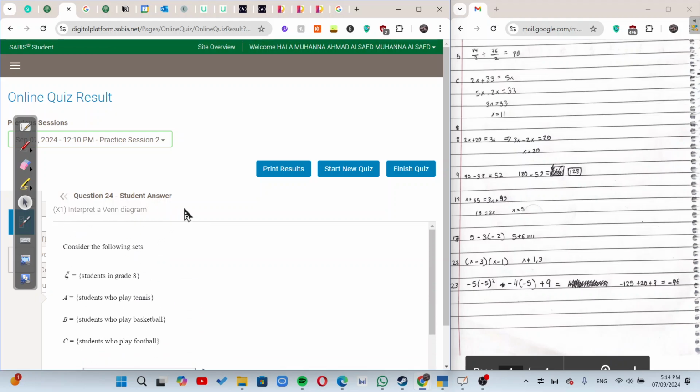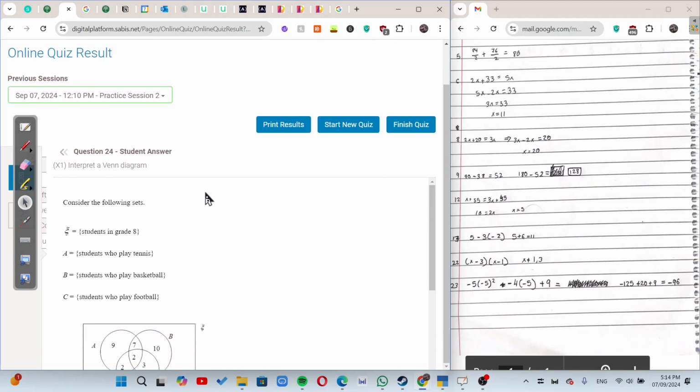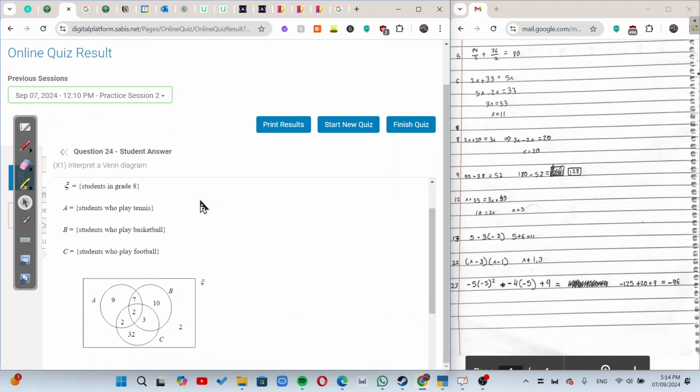Okay, so this question is part of our IGCSE book. It's giving you a graph, and it's telling you that all the students under A, they play tennis. So I'm just gonna write T beside A to not get confused. Okay, my handwriting is terrible. Okay, so T, all the students in B play basketball. I'm just gonna underline B because it is B. And C is football.